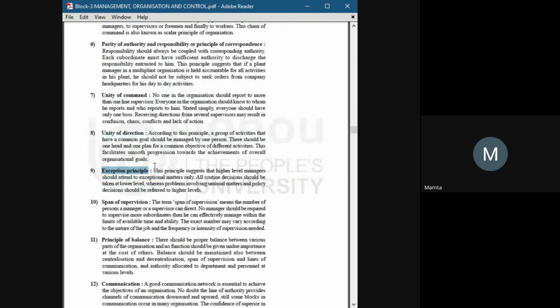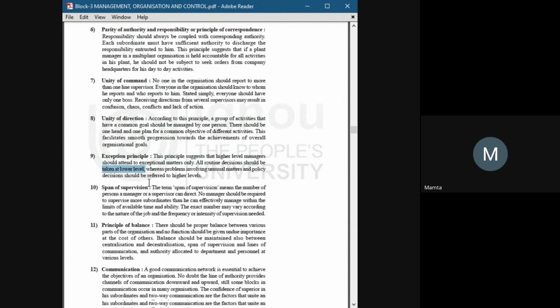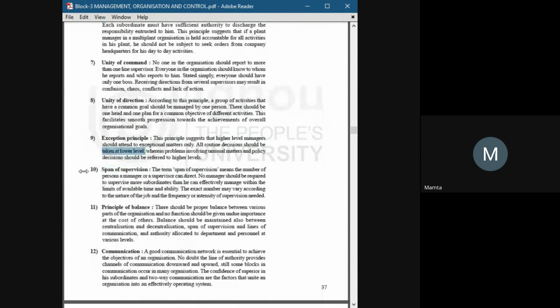Exception principle. This principle suggests that the higher level manager should attend to exceptional matters only. All routine decisions should be taken at lower levels because it will take time. If the higher level managers take part in every small decision, then it will hinder the smooth running of the organizational activities.